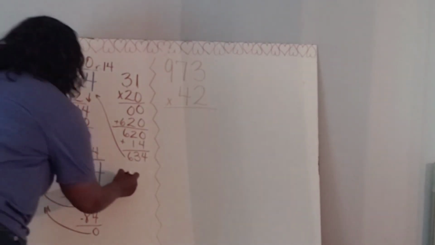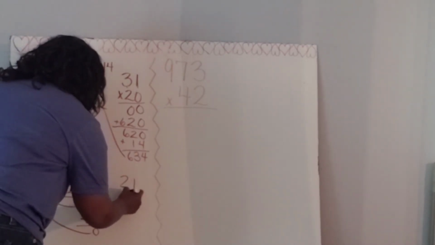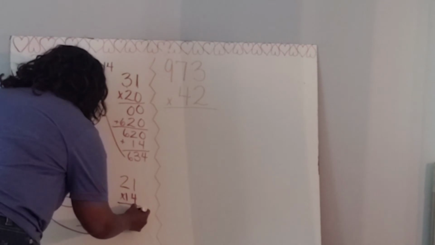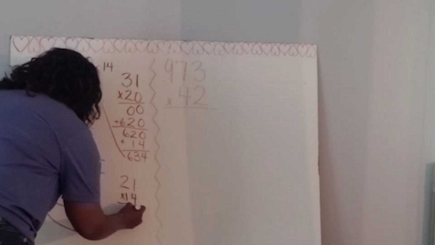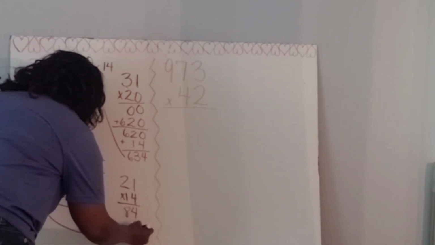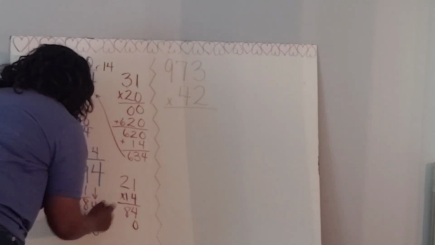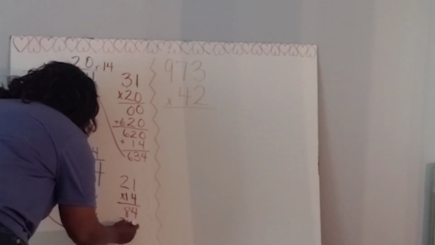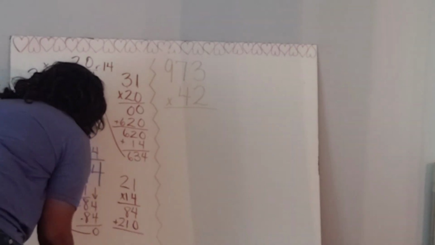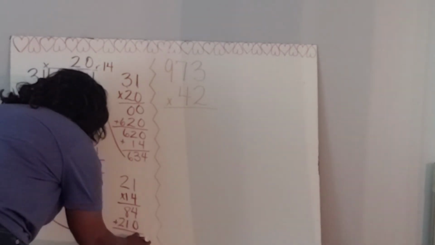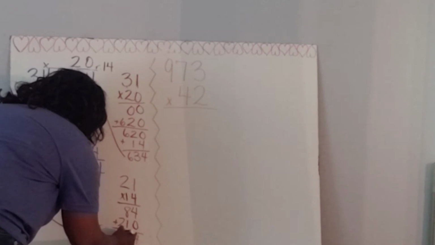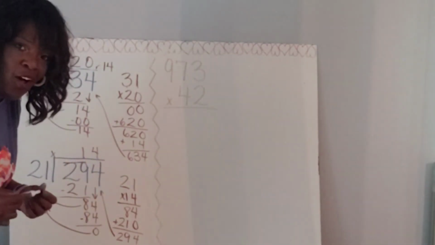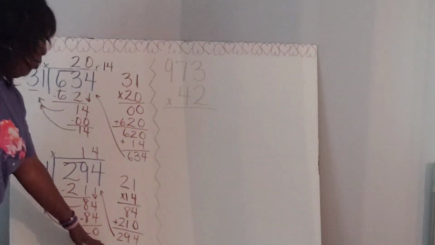Except for the fact that we're going to write 21 times 14. 1 times 4, and 2 times 4, 84, bring your 0 down. Now it's 21 times 1, or 21 times 10. And you know that 21 times 10 would be 210. And you simply add 4, 9, 2. Are they equal? Well, they sure are. So we're done, and it's all correct.